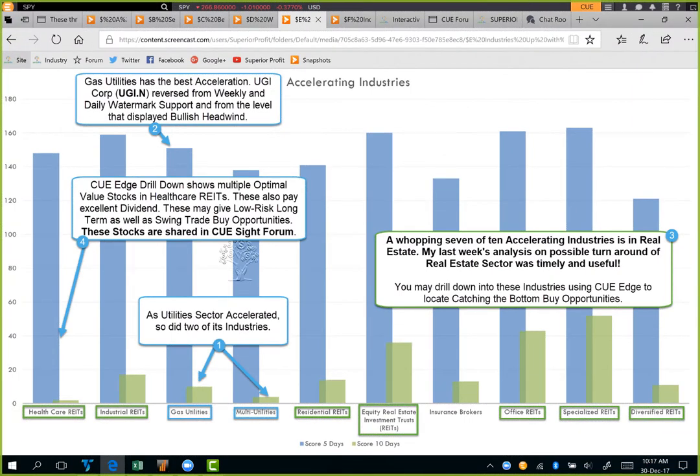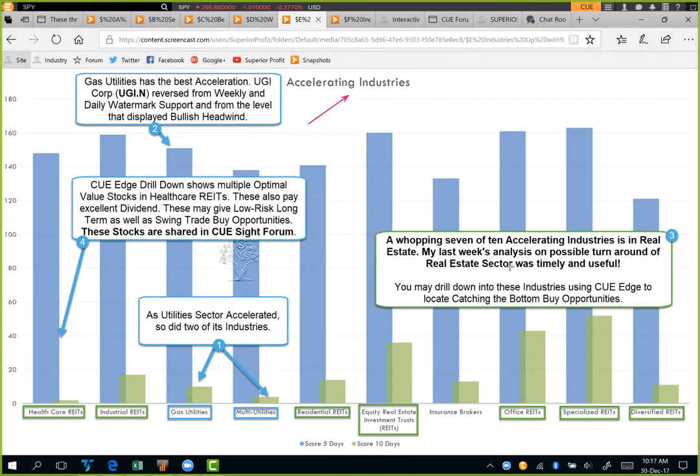So that was a post in the QSite forum. Regularly we share such ideas that people can use to investigate further and locate optimal buy and short opportunities in a timely fashion using 360 degrees analysis.